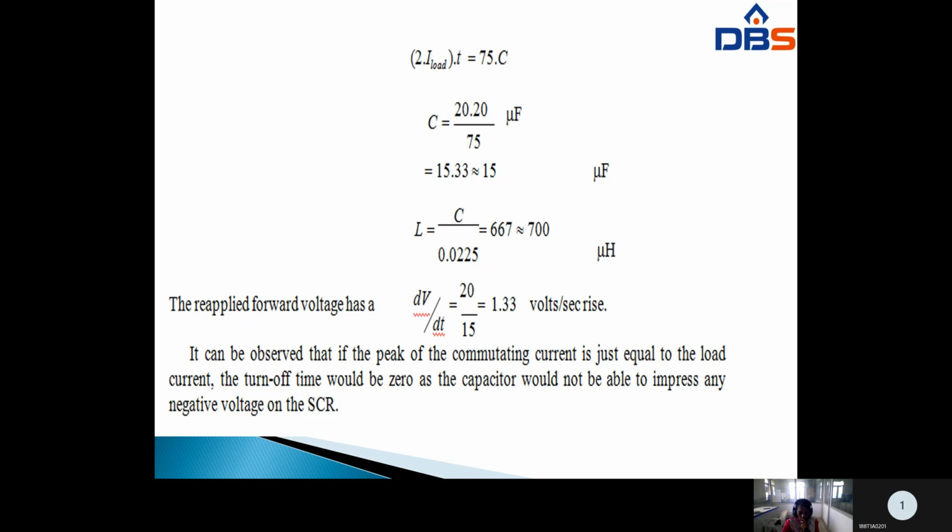Okay. So it can be observed that if the peak of the commutating current is just equal to the load current, the turn off time would be 0, as the capacitor would not be able to impress any negative voltage on the SCR. Okay.